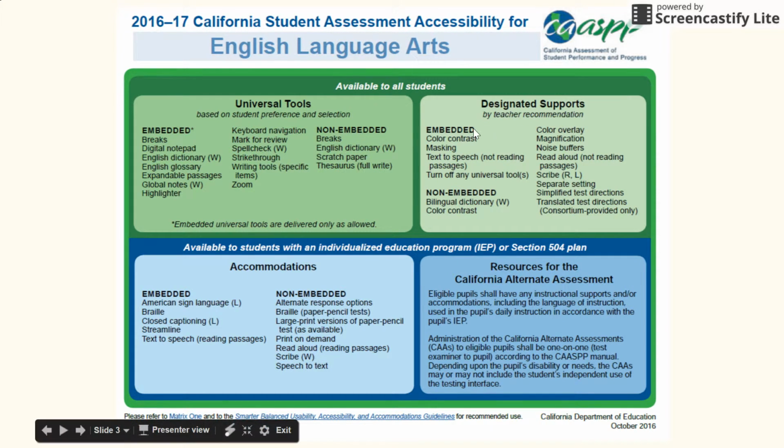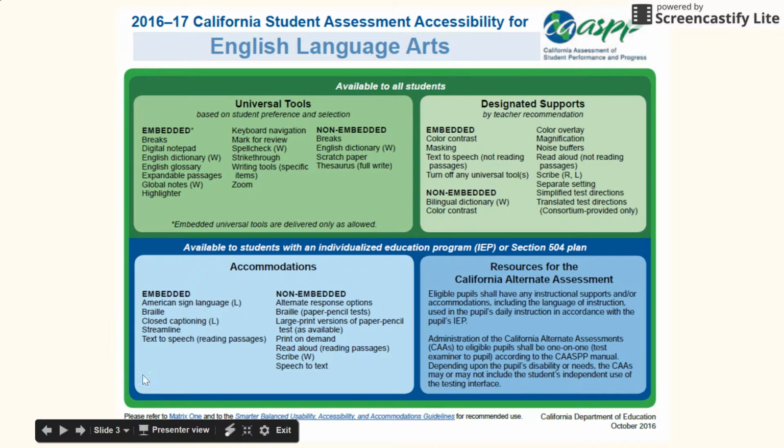Just like with universal tools, there are some of the supports that are embedded and need to be identified so that they are available when the student logs on to the assessment, and then some that are non-embedded, meaning they are provided by a teacher or some sort of outside source.